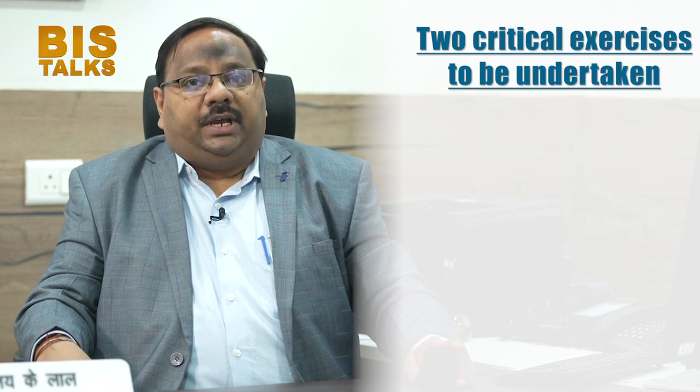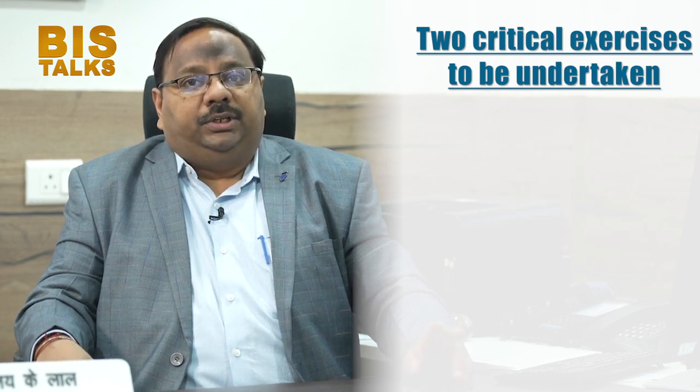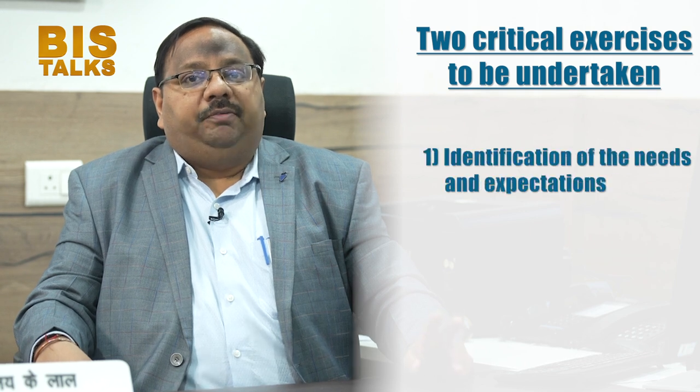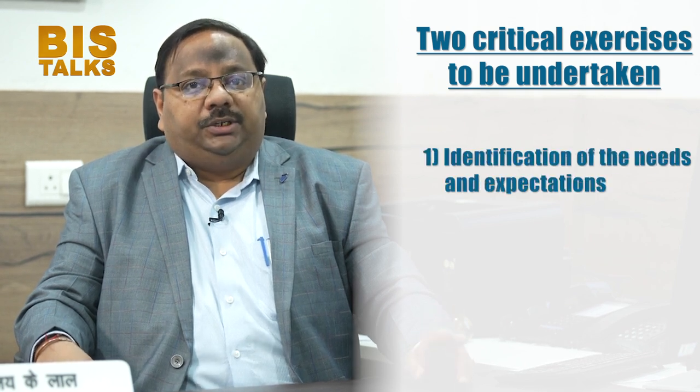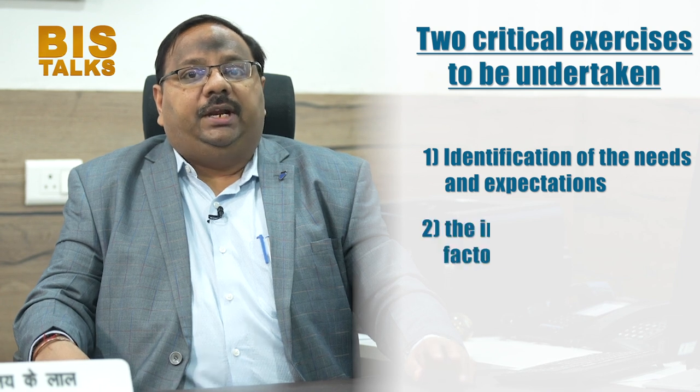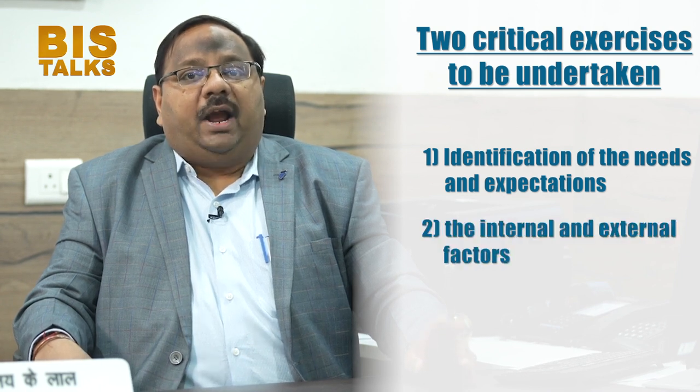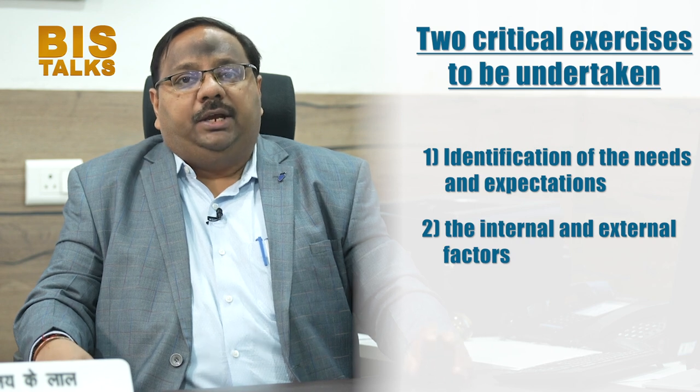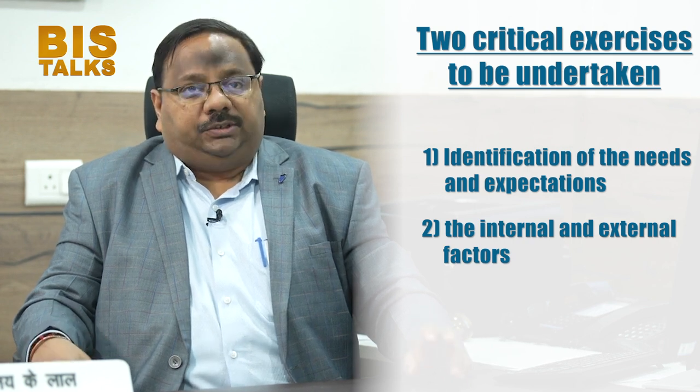And two critical exercises to be undertaken for this are: one is identification of the needs and expectations of the stakeholders, and second is the internal and the external factors that may have an impact on the health and the safety of the workers. In simple terms, the organization now knows the scope of the work at hand. The next obvious question is, what could be the internal and the external factors which can affect the operation of the occupational health and safety management system of any organization?